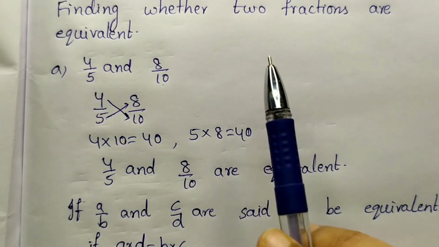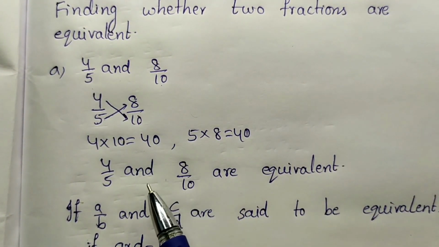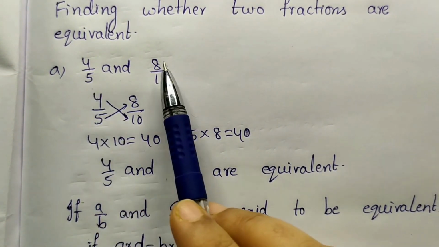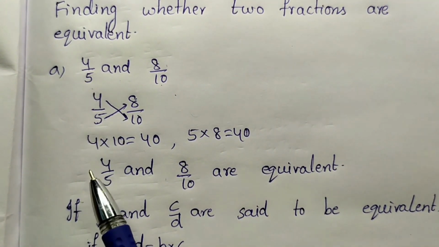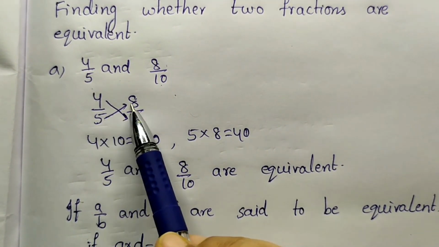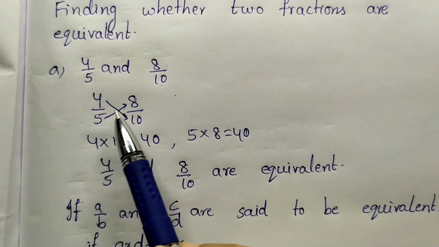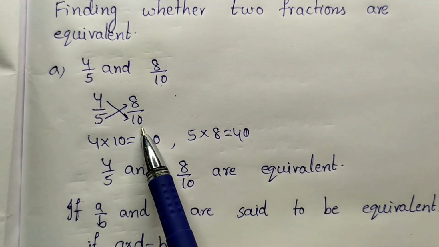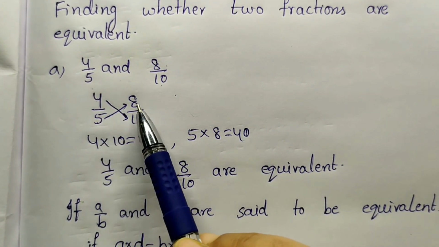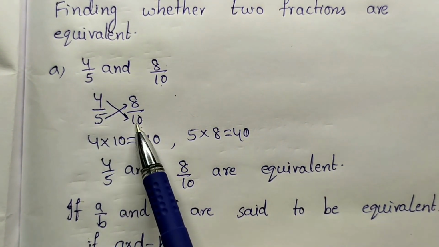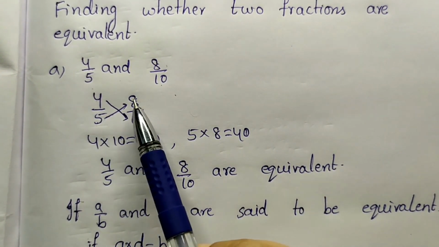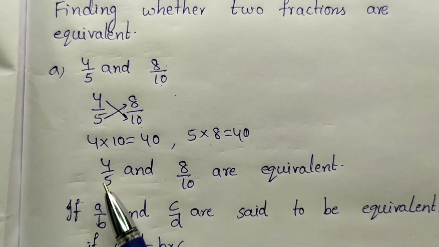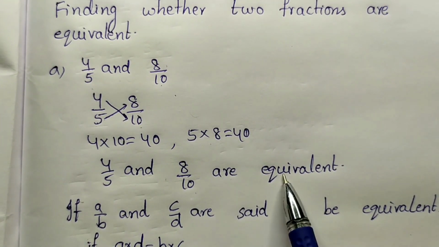Finding whether two fractions are equivalent or not. We have 4 by 5 and 8 by 10. We have to check whether these two fractions are equivalent or not. For this, we have to do cross multiplication. 4 by 5 and 8 by 10. We have to multiply this numerator by this denominator and this denominator with the numerator. So 4 into 10 is equal to 40 and 5 into 8 is equal to 40. So we got the same. So 4 by 5 and 8 by 10 are equivalent fractions.